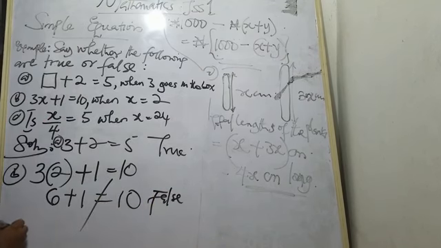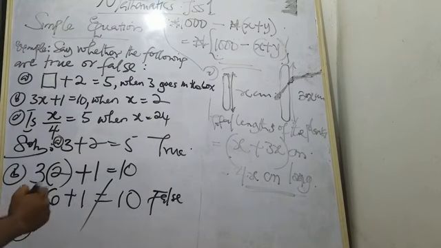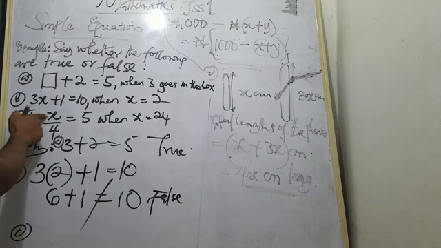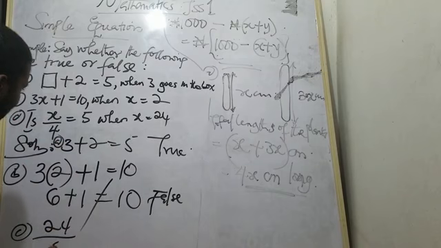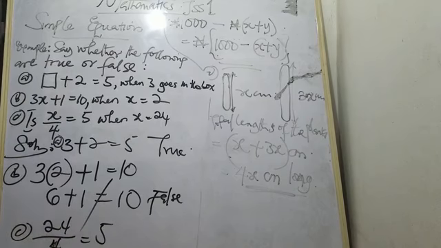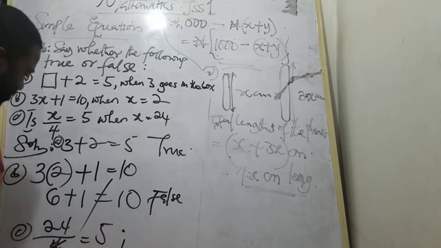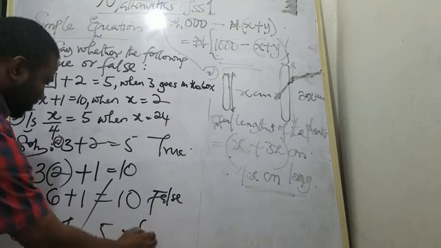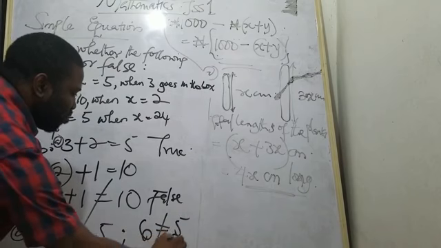Alright, let's take the next one. Number C. Now, check. Is this equal to 5 when x goes in? When x is equal to 24, instead of having x here, you have 24 over 4. Would you have 5? Is that correct? Let's see. 24 divided by 4, what do you have? You have 6. It's not equal to 5. So therefore, it is also false.